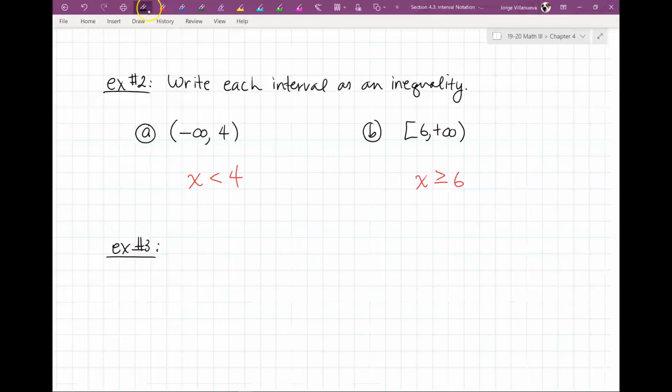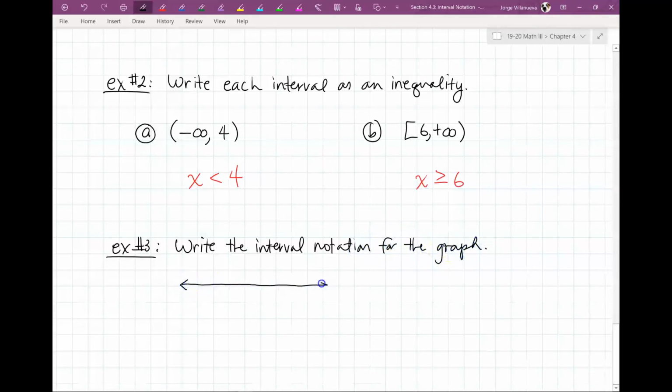Anyway, for number 3, they want us to write interval notation. So write the interval notation for the graph. And we're just going to kind of draw something here. They like putting zeros on stuff, so I'm just going to go from 2 to -3, and we'll make it look like this.